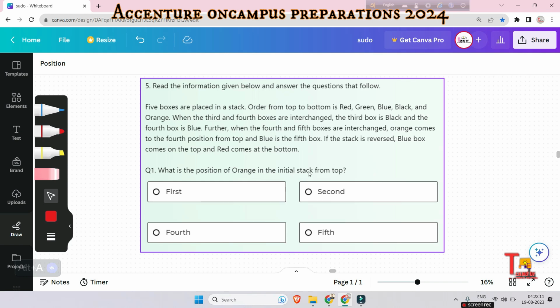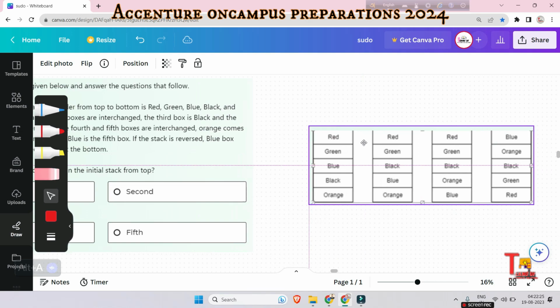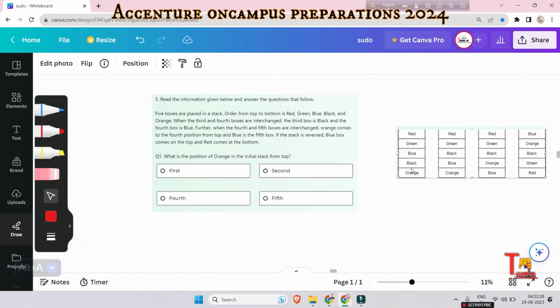It is asked what the position of orange is in the initial stack, that means the stack arrangement where the orange was actually placed. The initial position of orange is here, right? At the last, that means 1 2 3 4 5. So at the fifth position the orange is placed, right? And actually we don't have to do the arrangement and interchanging of all the boxes.